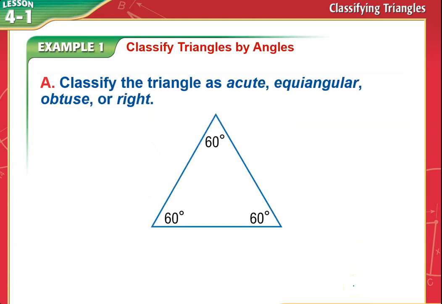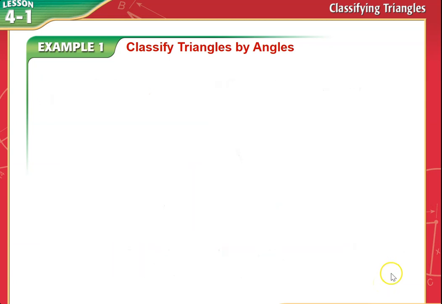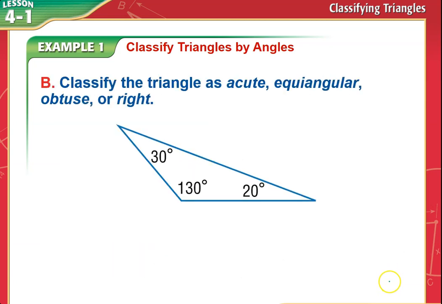Classifying the triangle as acute, equal angular, obtuse, or right. So you can see that they're all 60 degrees here. So the triangle has three congruent angles. It's an equal angular triangle. Classify the triangle as acute, equal angular, obtuse, or right. Well, notice here that it does have an angle that's more than 90 degrees, and so that would be obtuse.